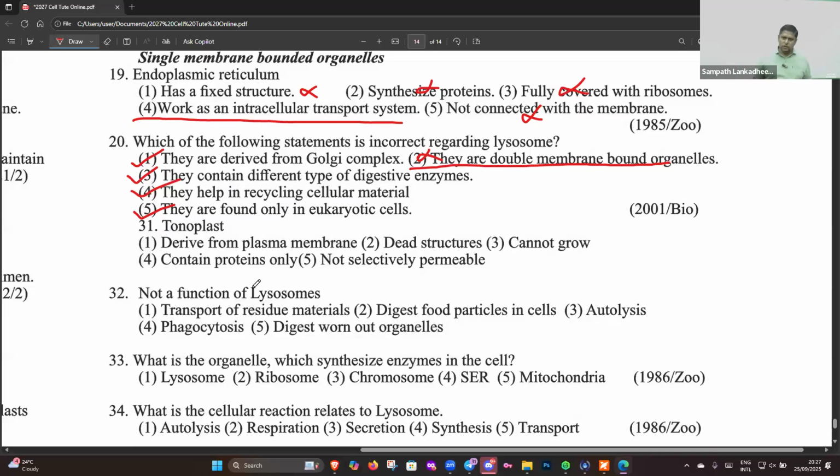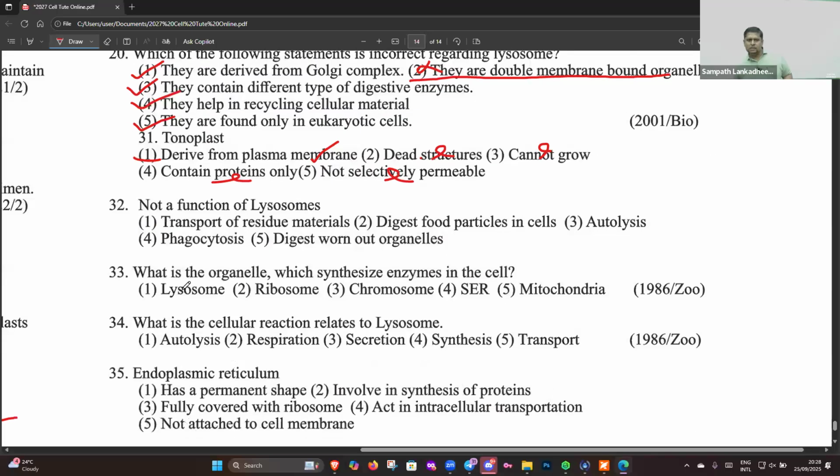Question 31, tonoplast. What is tonoplast? The vacuole membrane derived from plasma membrane. Dead structure? Cannot grow? Contains only proteins? Wrong. Not selectively permeable, wrong. Dead structure, no. Cannot grow, no. The first is a good answer.